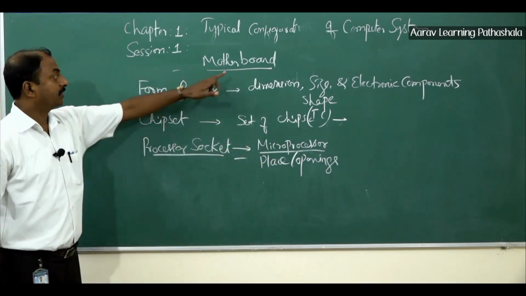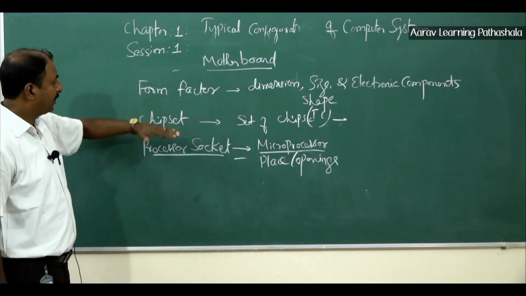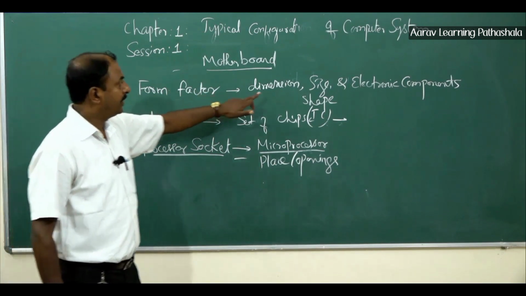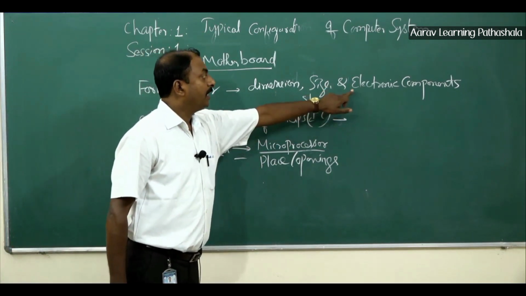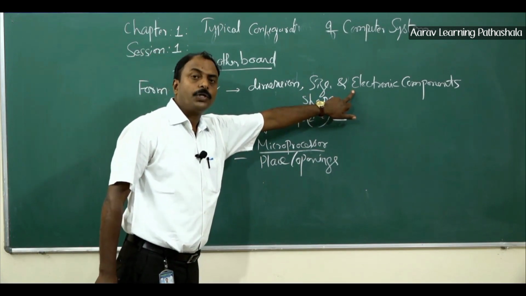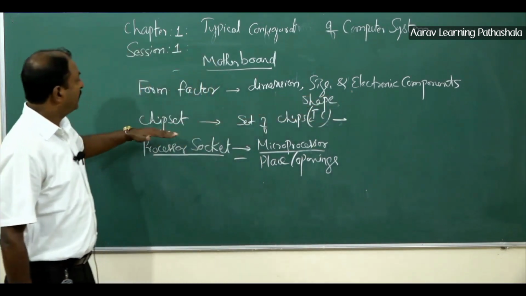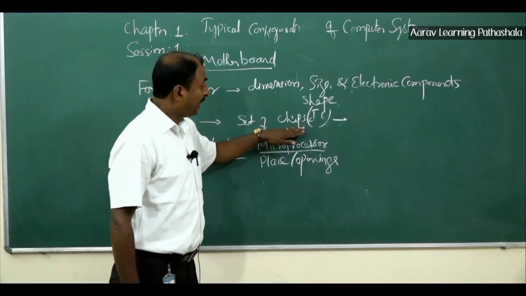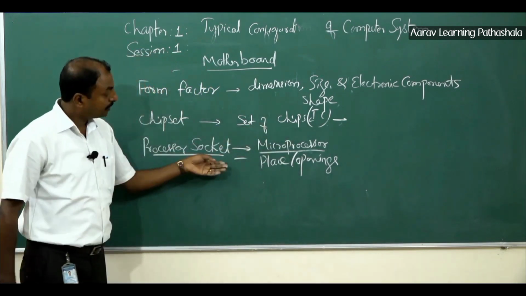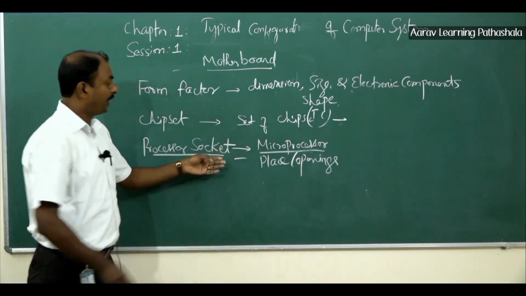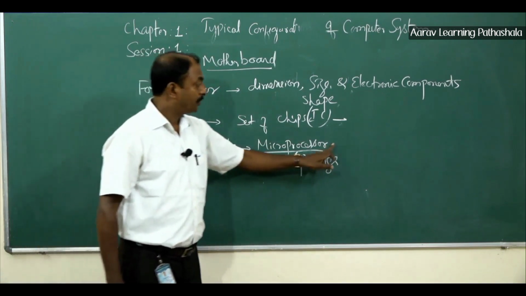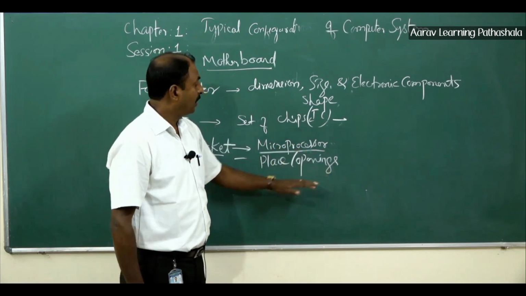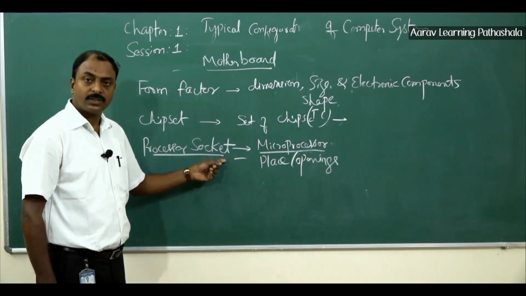These are the three characteristics of a motherboard: form factor, chipset, and processor socket. Form factor defines the dimension, size or shape, and the different electronic components which are going to be mounted on the motherboard. Chipset is a group of chips placed on the motherboard. And the processor socket is a place or an opening where the microprocessor, an integral part of the computer system, is placed or mounted.